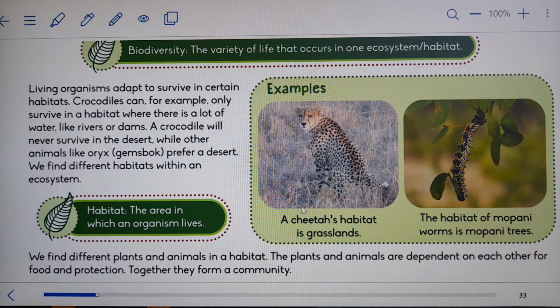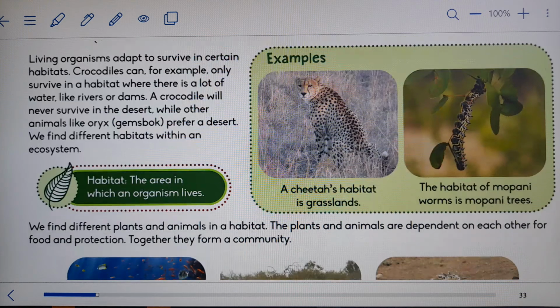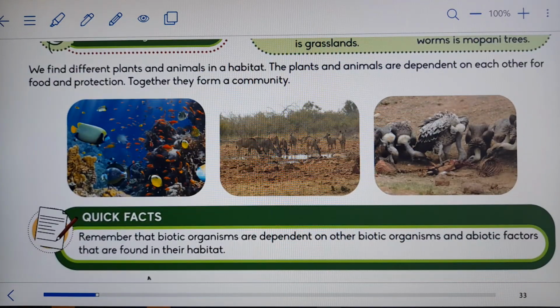We have an example here. They say a cheetah's habitat is grassland. The habitat of Mopani worms is Mopani trees. Habitat is where you stay or where you live. We find different plants and animals in a habitat. The plants and animals are dependent on each other for food and protection. Together they form a community. Plants and animals form a community.